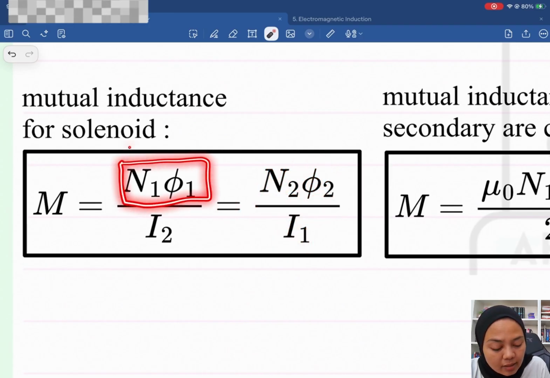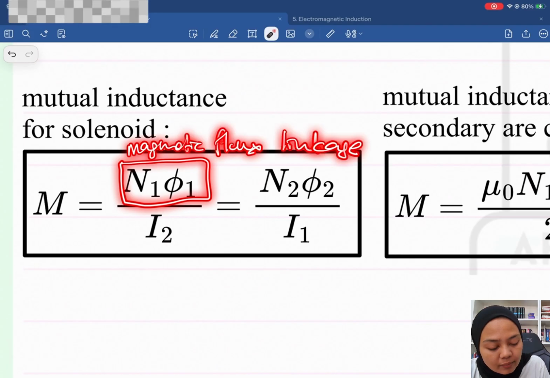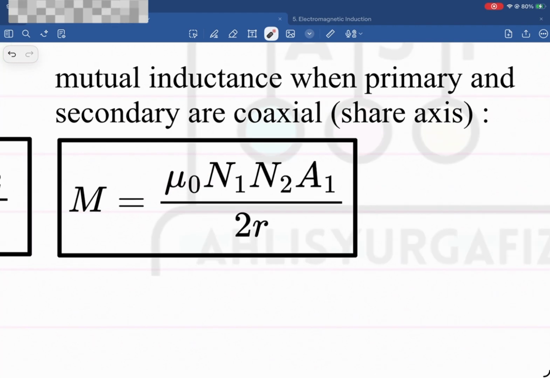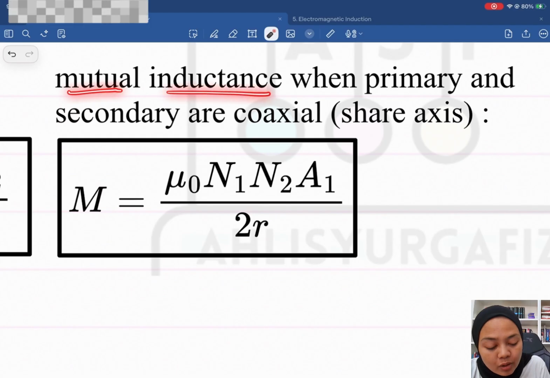Notice that this one is actually the magnetic flux linkage. And sometimes we don't have to write this. We can just write this as a symbol of magnetic flux linkage. The next equation is the mutual inductance when primary and secondary are coaxial, meaning that they are sharing their axis.